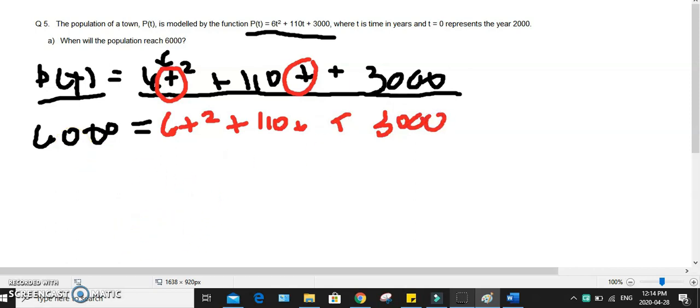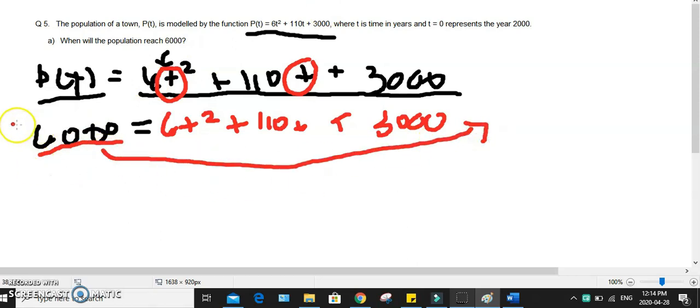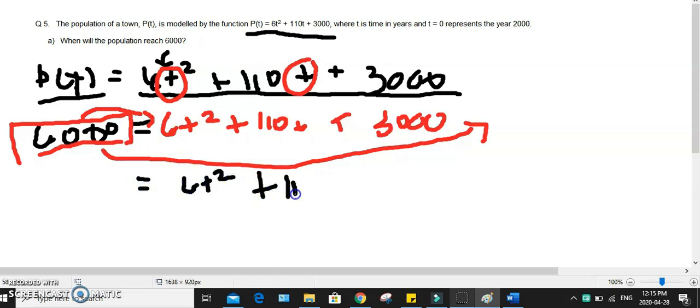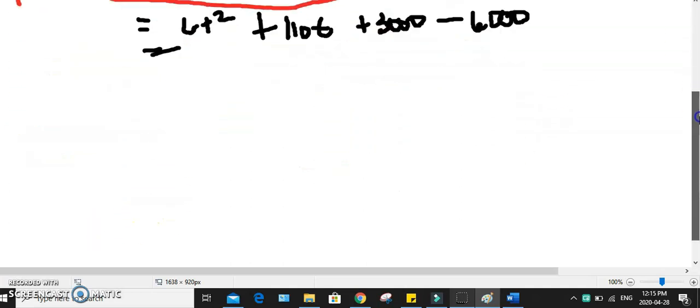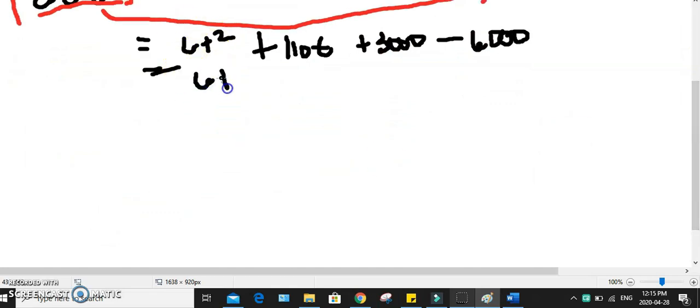Okay, so from here, we have to move over 6,000 to the other side. That way we take into account that 6,000 is part of the equation. So it becomes 0 equals 6t squared plus 110t plus 3,000 minus 6,000. Okay, and then continue copying everything down, minus 3,000.